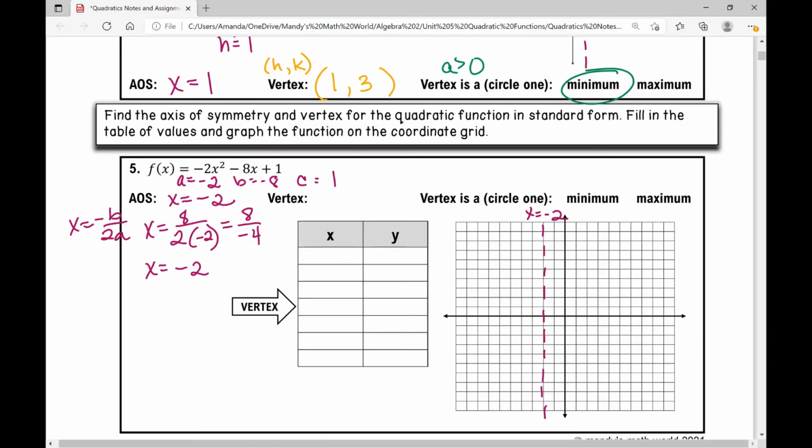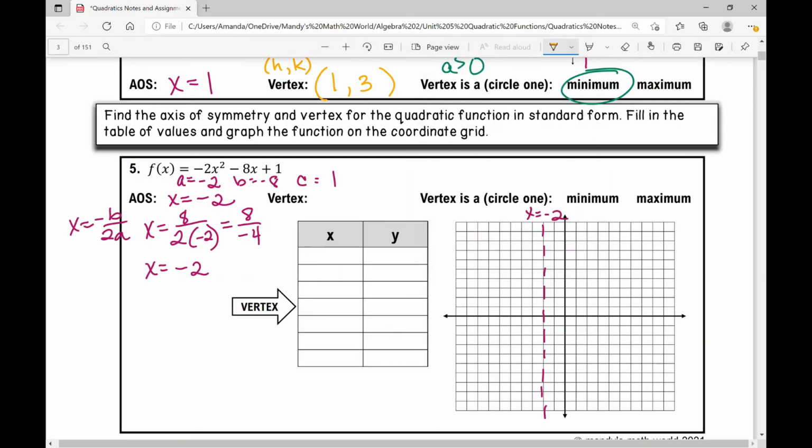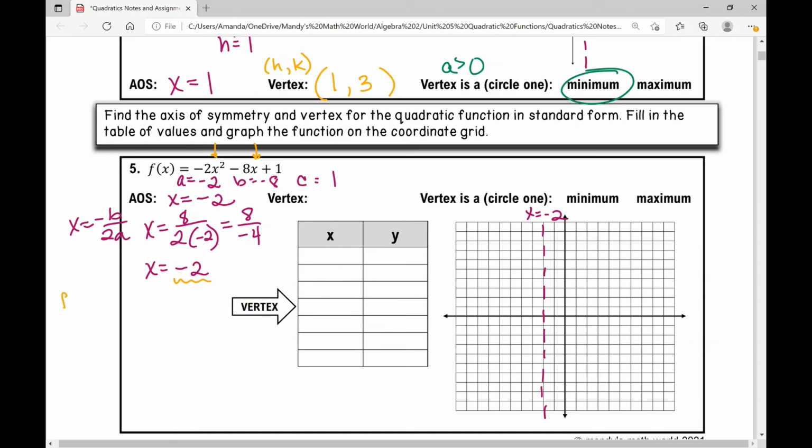And now let's find the vertex. So we're doing the exact same things that we did in the previous 4 problems, but we're graphing it a little more specifically. Okay, so let's move on to the vertex. How do I determine the vertex? Well, I'm going to plug in this negative 2 for x everywhere I see x in my function. So I'm finding f of negative 2. So I'm going to plug it in.